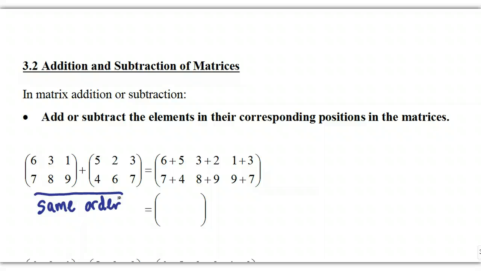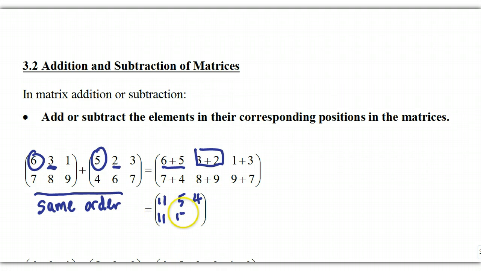If you are adding two matrices, what you do is just take the common elements in the same position and add them together. So in this case, both 6 and 5 are in the first element. So you find that the first element is 6 plus 5. The next element of the first matrix is 3. The next element of the second matrix is 2. So I will just get 3 plus 2. So I can work it out and you find that I will get my answer: 11, 5, 4, 11, 8 plus 9 is 17, and 9 plus 7 is 16.